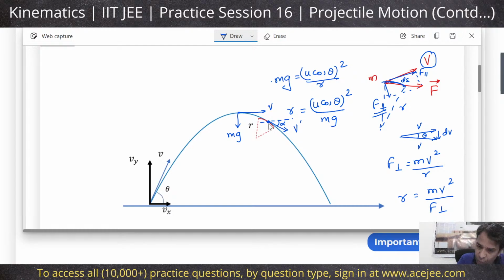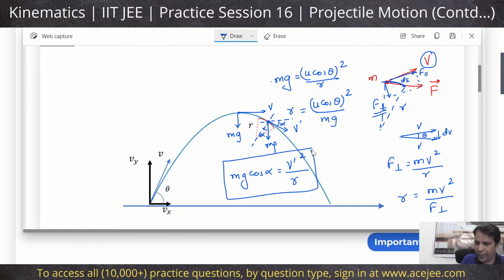Because you need a component of the mg perpendicular to this. If this is alpha, then this is alpha. So you need mg cos alpha is equal to v dash square divided by the radius of curvature. So you would have to use this equation.